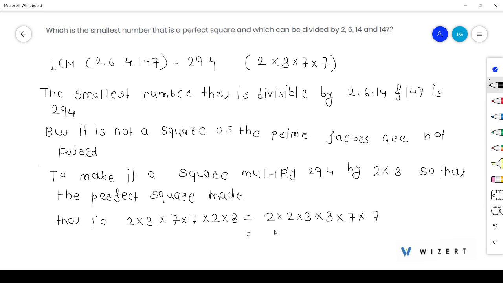So it is 1764. Hence, the required smallest number, which is a perfect square, is 1764.